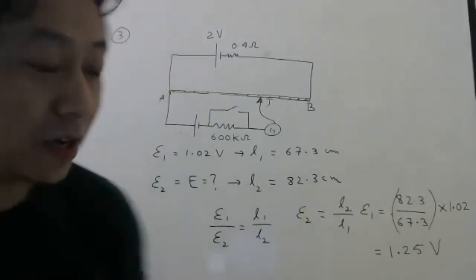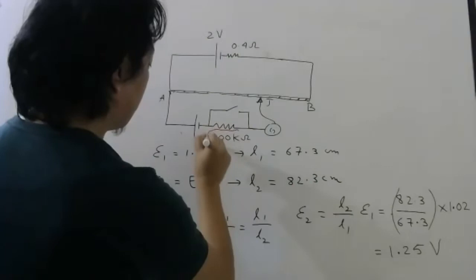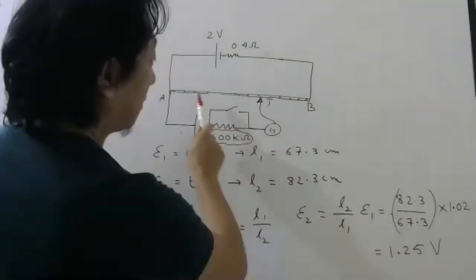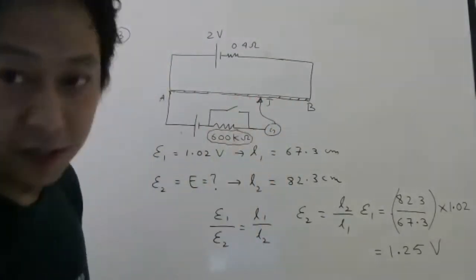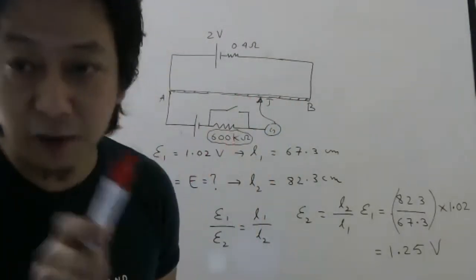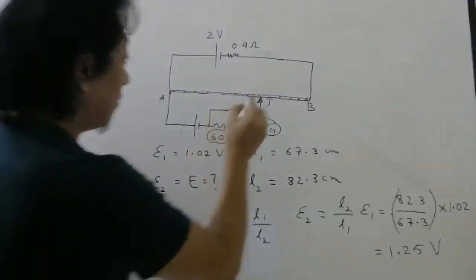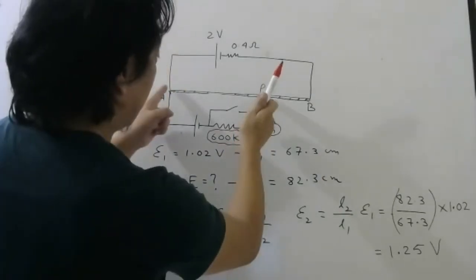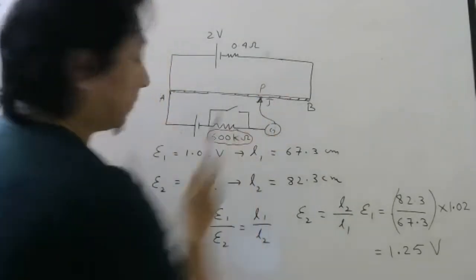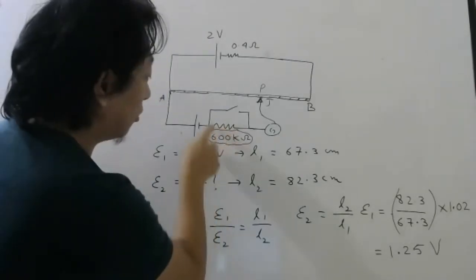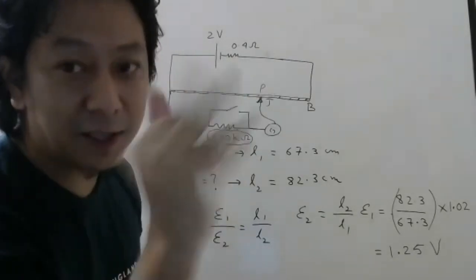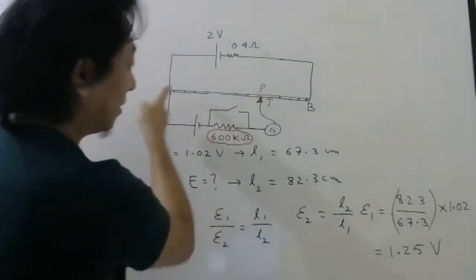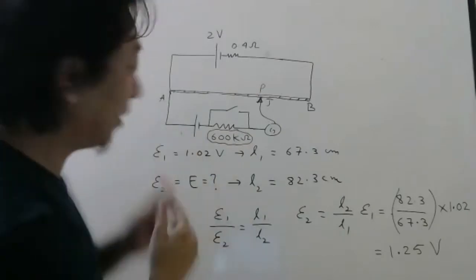Now let us understand what is the purpose of this. As I told you, you have to move the jockey and you have to find the balance point. Yes or no? If this is the balance point, then at that point, the potential difference here will be equal to here. And how much resistor you put here, that will not change the balance point. Why, sir? Because during balance point, no current flows here. Yes or no?